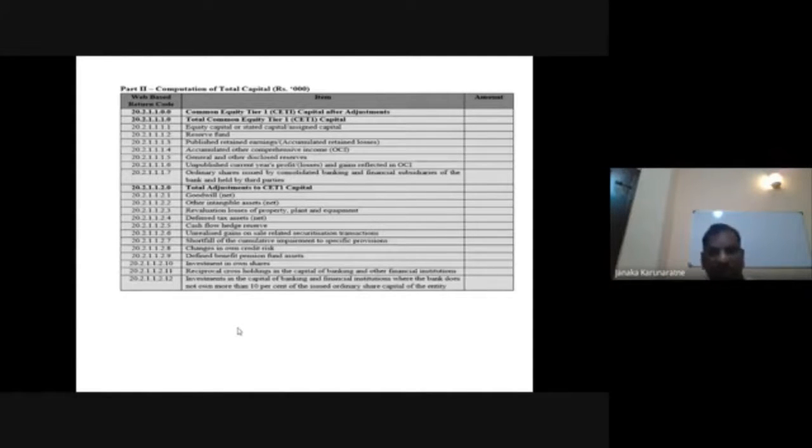This is not a permanent buffer, but the regulators or respective governments can introduce it at the national level to the banking system if the need arises, from 0 up to 2.5%. So depending on the need, the maximum is 2.5%. The regulators can decide what the percentage is between 0 and 2.5%. Usually it will be imposed at a time of high credit growth in the banking sector.